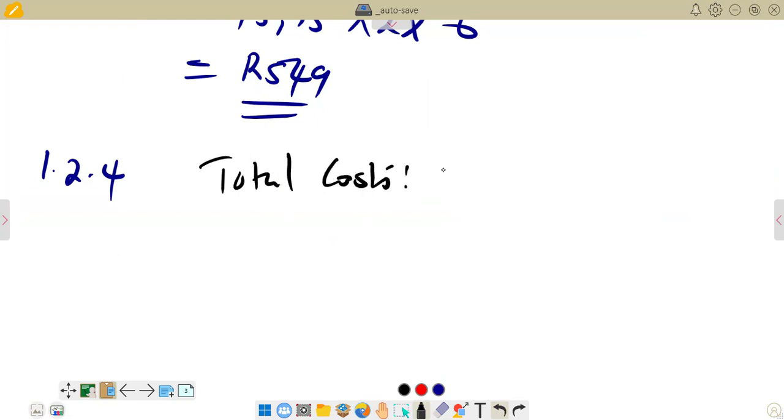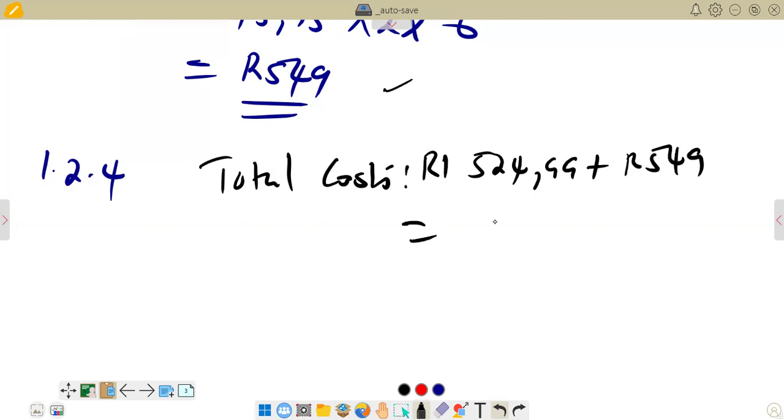We are saying our 1,000 that we are given in the question, 1,500. Let's just try to verify that figure, which is 1,524 rands and 99 cents. And then we add our 549, the one that we got previously. Then we are going to get the total cost. So add the two, we are supposed to get 2,073.99. So this is the amount of the total cost.